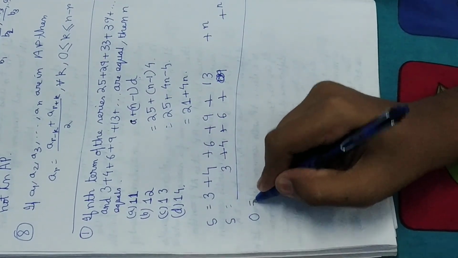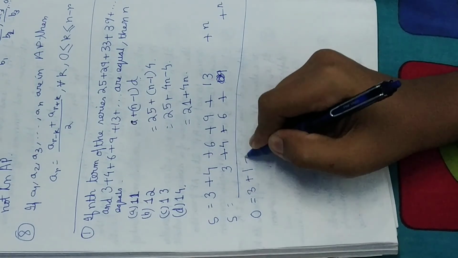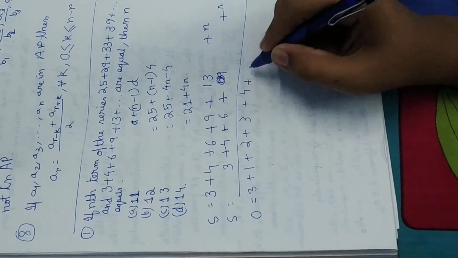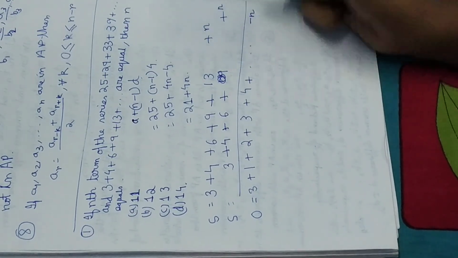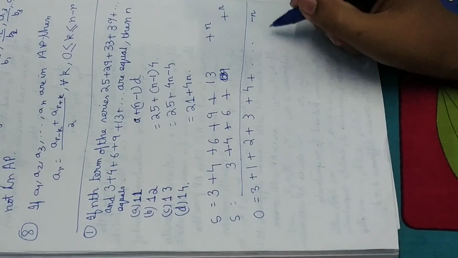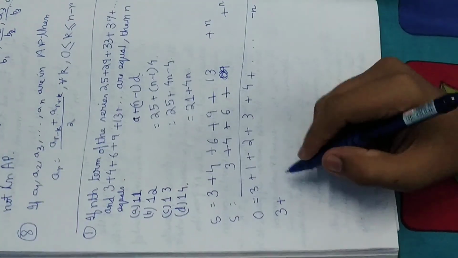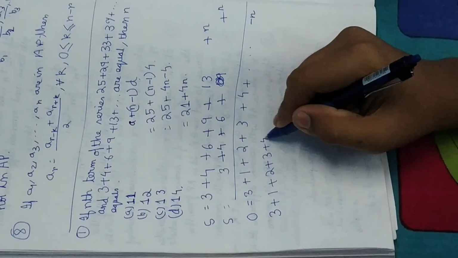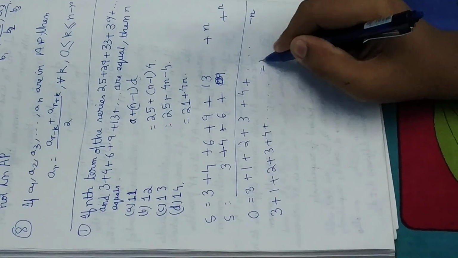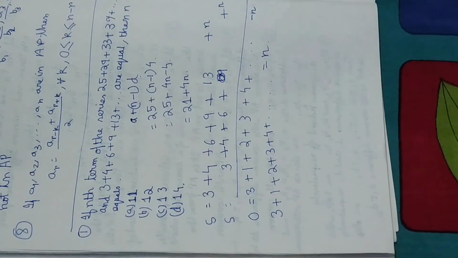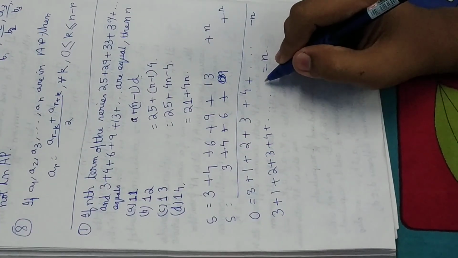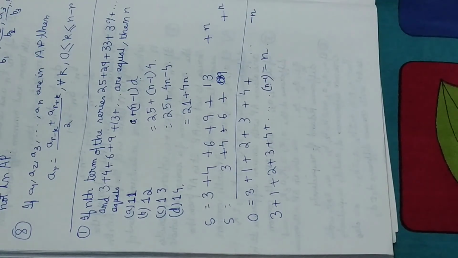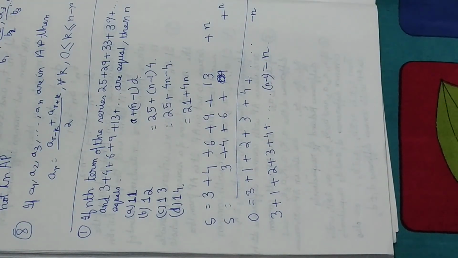It comes to be 0 equals 3 plus 1 plus 2 plus 3 plus 4 plus ..., and last it will be minus n. Then we will write 3 plus 1 plus 2 plus 3 plus 4 plus ... up to the (n minus 1)th term, equals n.